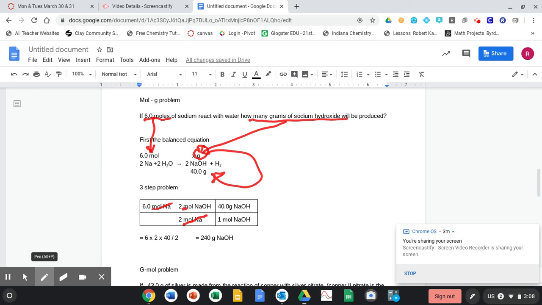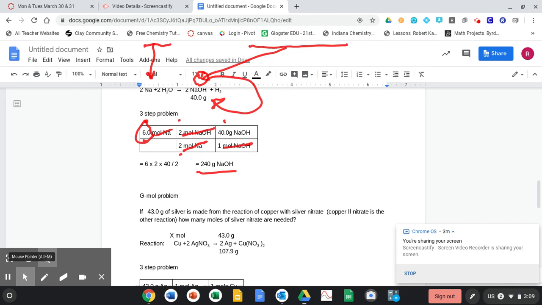And I know this would have to be the molar mass step. And the molar mass of sodium hydroxide has already been calculated. It is 40 grams. So on my calculator, I'm taking 6 times 2 times 40 divided by 2. And that will give me 240 grams. That has 2 sigs in it. So do I need a decimal point? Nope. I only have 2 sigs in my problem, so I want to keep that answer the way it is.